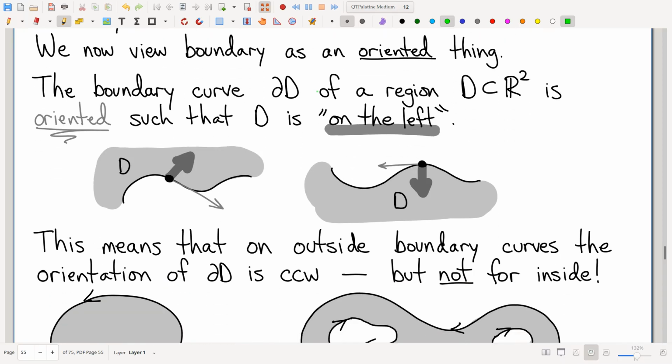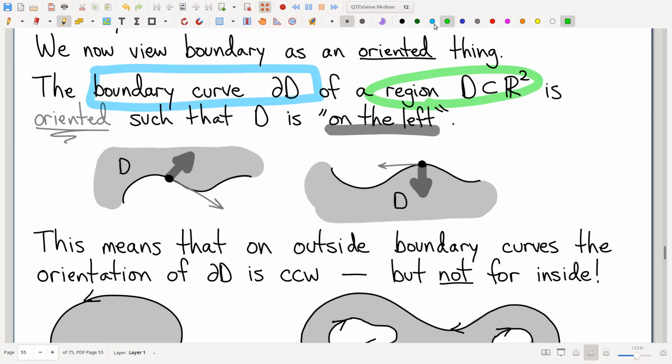This is just a convention, and I don't want to go through the details again, but the key point is that going forward, this word boundary is a loaded word. You should always, at least in the context of chapter 6 and 7, keep your eye out for this. When you see the word boundary, you should think, oh, that's supposed to be oriented. That word means oriented according to a certain convention. So boundary means oriented, and in this particular context, when you're looking at a two-dimensional region and thinking specifically about the boundary of that two-dimensional region.